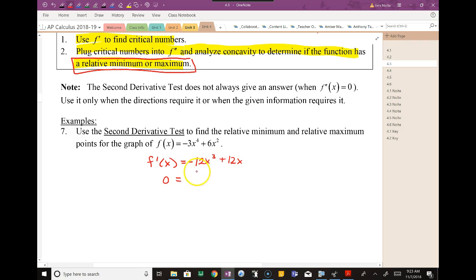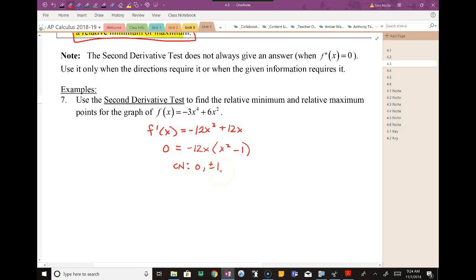Okay, so I can factor this. If I pull out a negative 12x, what's left over? x squared minus 1. So I end up with critical numbers at 0 and plus or minus 1. Instead of doing a number line test on the first derivative right now, I'm going to keep going and use the second derivative test to decide on the concavity of those.